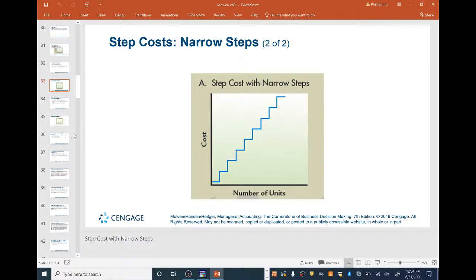Step cost with narrow steps. Once again, the cost is going to increase with the number of units, and it's going to do it proportionally in steps instead of on an actual line graph like we were seeing before.